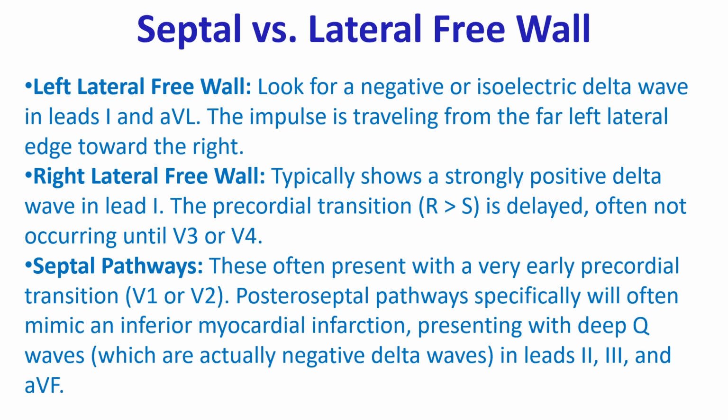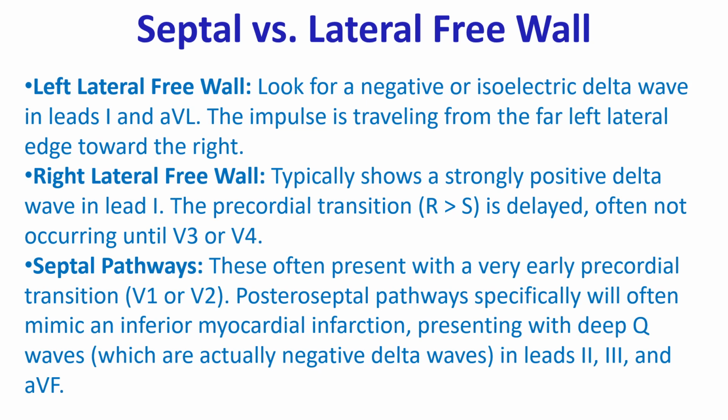Right lateral free wall pathway typically shows a strongly positive delta wave in lead 1. The precordial transition, R more than S, is delayed, often not occurring until V3 or V4. Septal pathways often present with a very early precordial transition, V1 or V2.